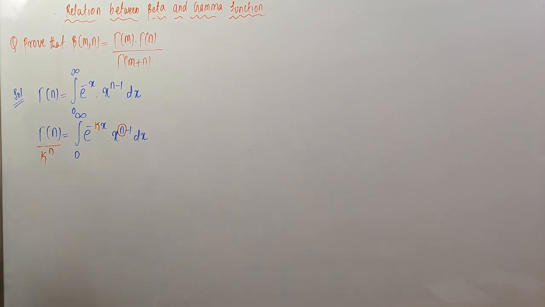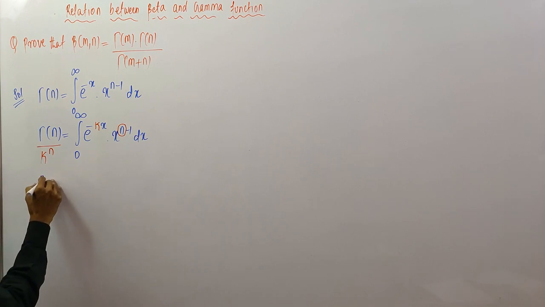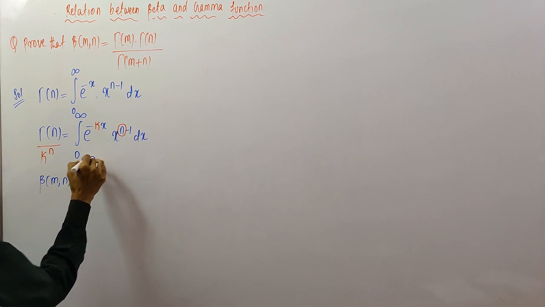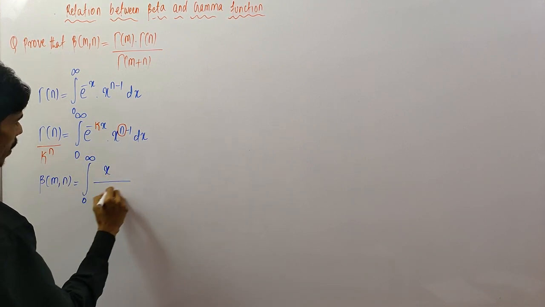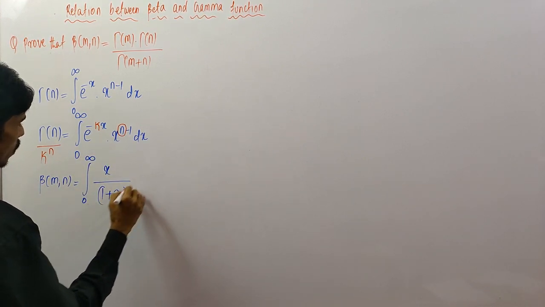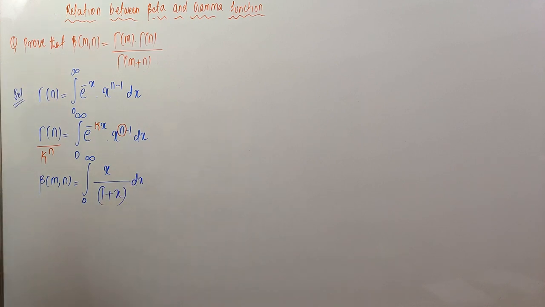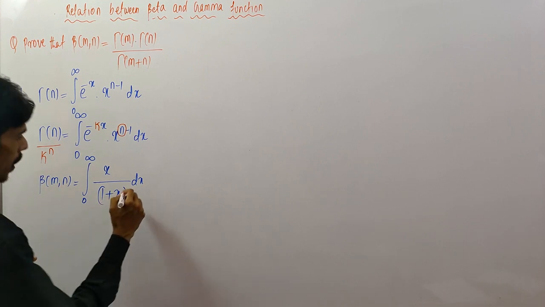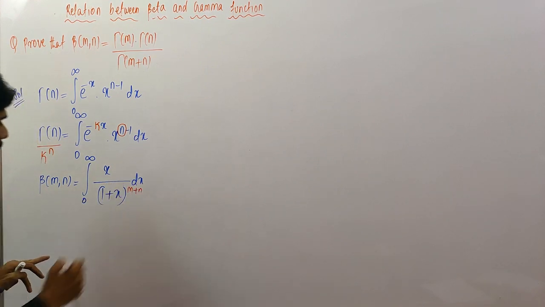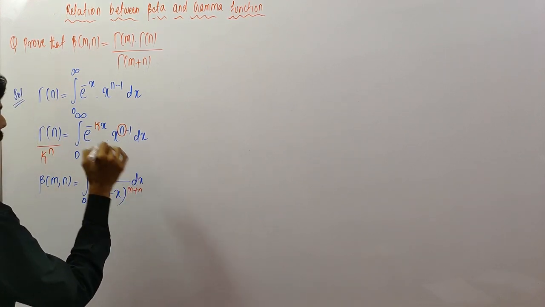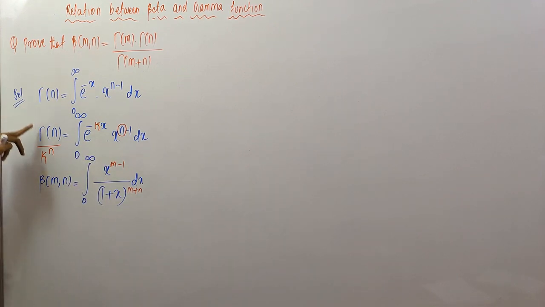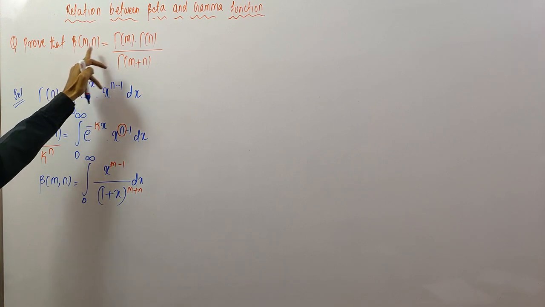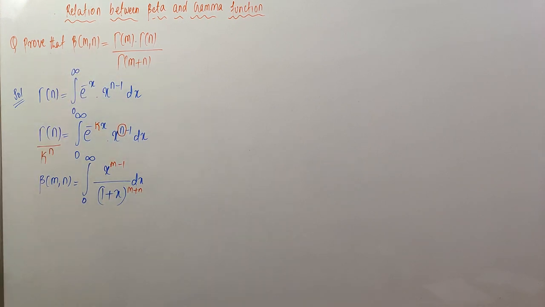Now the third relation that we have is beta of m comma n is equal to integration 0 to infinity x power of m minus 1 upon 1 plus x whole power m plus n dx. Now take the power of 1 plus x as the sum of these two values, m plus n. Here m minus 1. We require these three relations in order to derive the relation between this beta and gamma function.